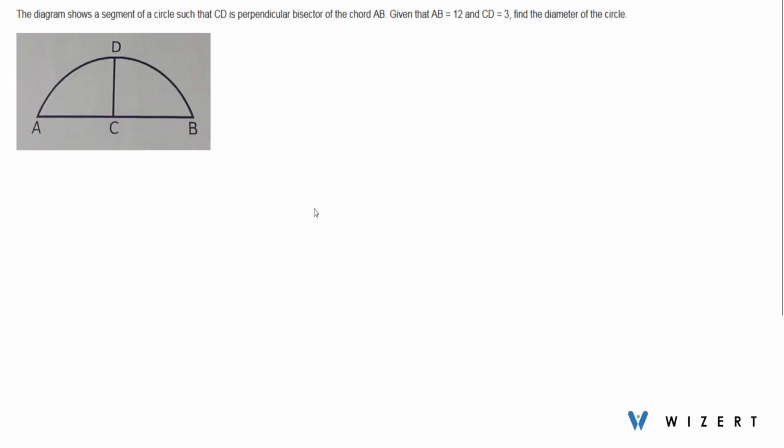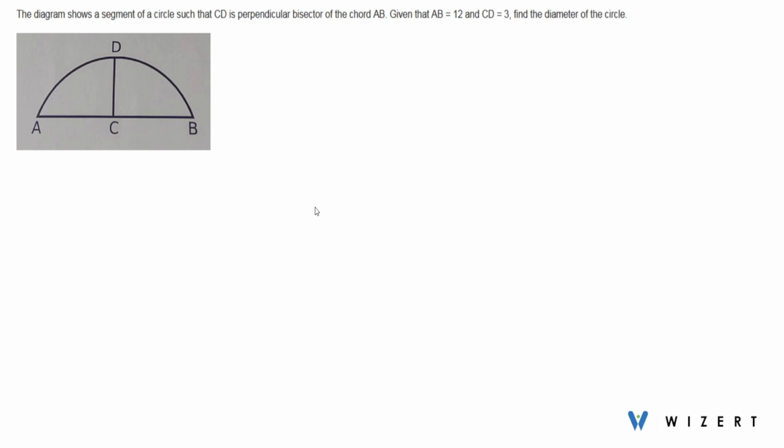According to the question, we have been given a diagram which shows a segment of a circle such that CD is perpendicular bisector of the chord AB. And given that AB equals 12 and CD equals 3, we have to find the diameter of the circle.